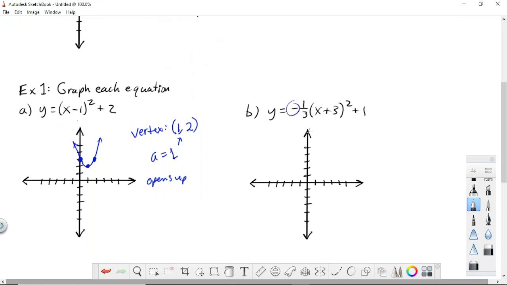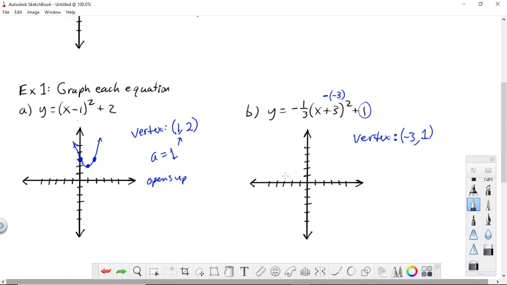First we see, well, that's negative, so it's going to open downward. Okay. So let's find the vertex. The thing that's subtracted inside the parentheses, well, to write this as a subtraction, it would be minus a negative 3, right? So what's subtracted inside is negative 3. That's the x-coordinate. The y-coordinate is what's added out here, which is 1. So we've got our vertex, negative 3, 1.